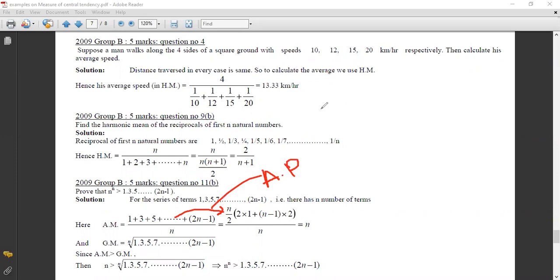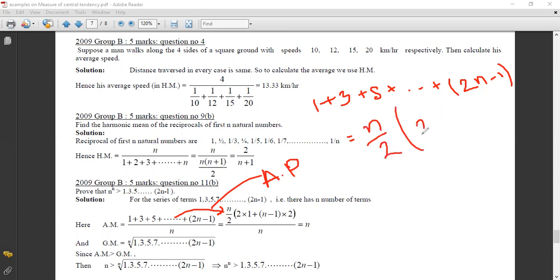The formula is, if there are n number of items, 1 plus 3 plus 5 up to 2n minus 1, so that is actually we have n number of items, and the first number is 2a. This is the formula for the arithmetic progression, AP.